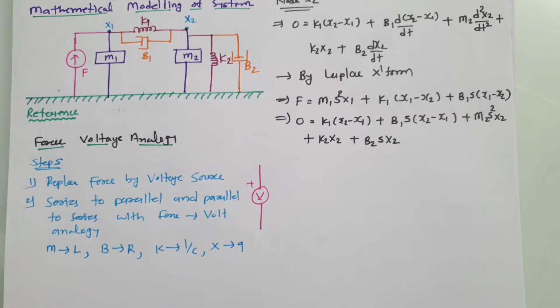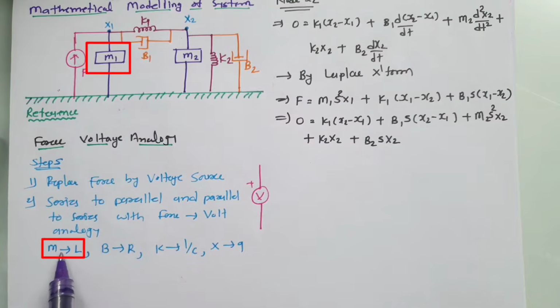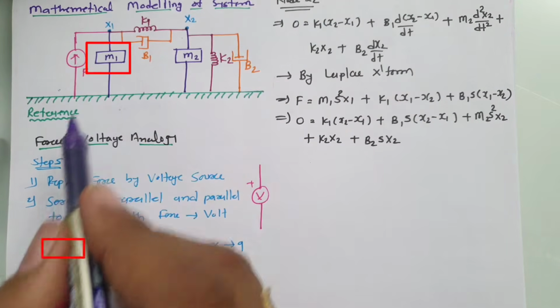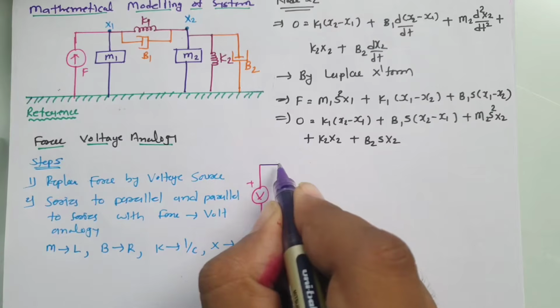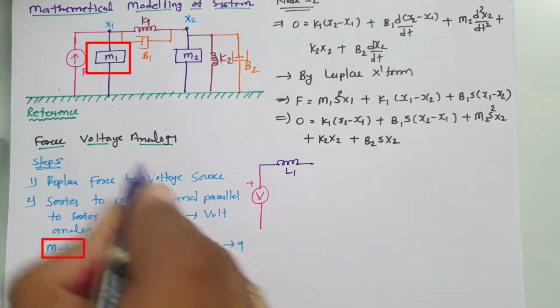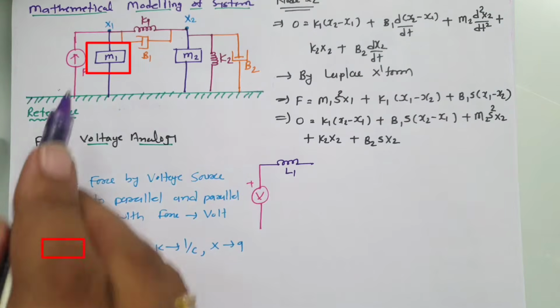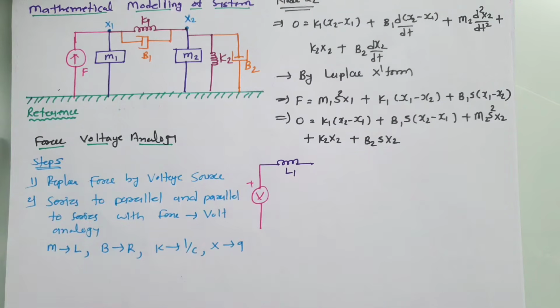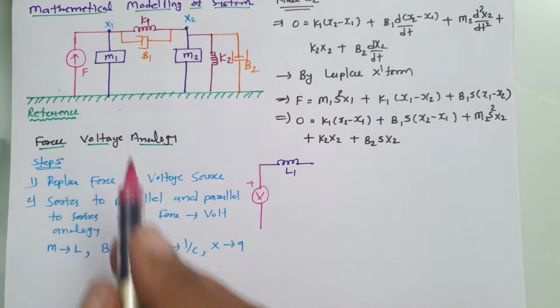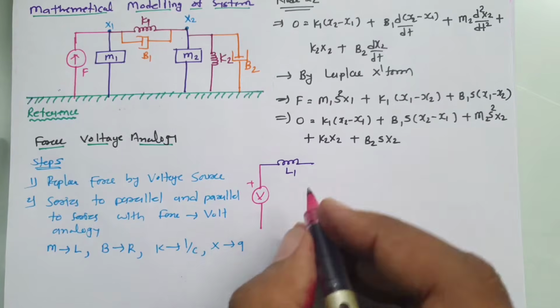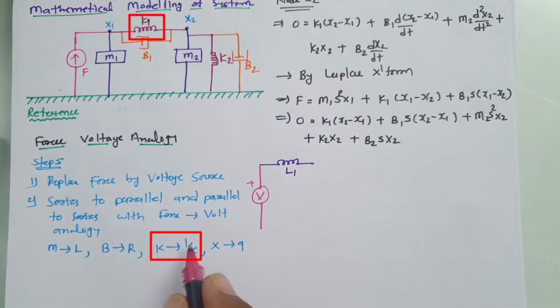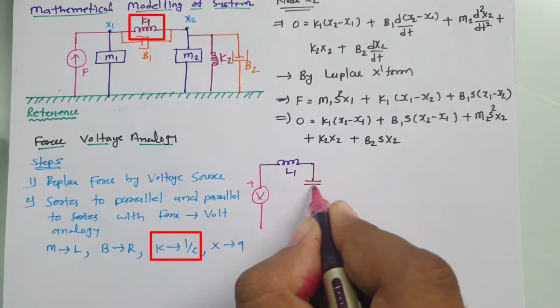So let us do this step by step. Here you can see this mass m1 should get replaced by L1, and the parallel connection should be there in series. So I am connecting inductance L1 in series, as per mass m1. So I have done the parallel to series connection. Now if you observe, B1 and K1 are in parallel to each other. Here K1 will get replaced by capacitance, so let me replace that by capacitance C1.